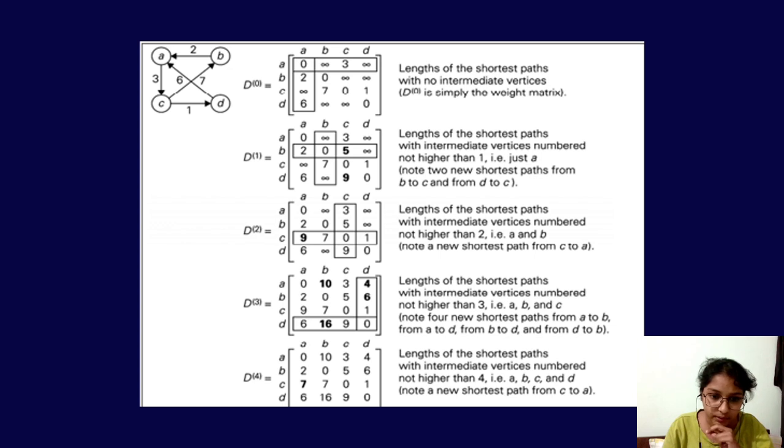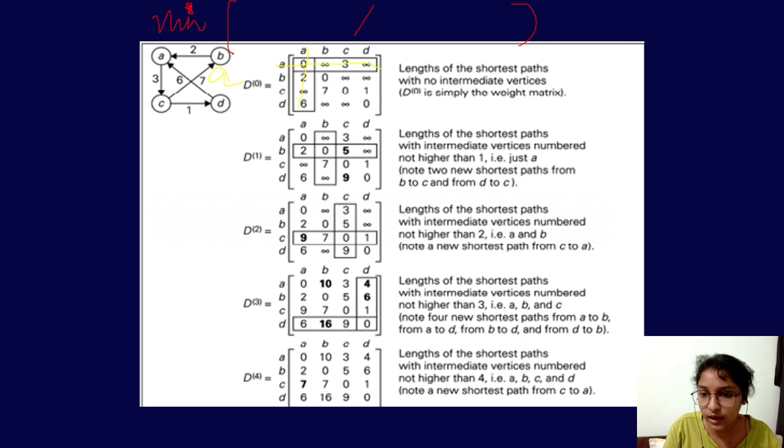Let's take a quick example, where we are converting a directed graph to a matrix. According to the formula, that is minimum. We will just take the formula and write it. And this is the OR operation. Here we have considered A as an intermediate node.